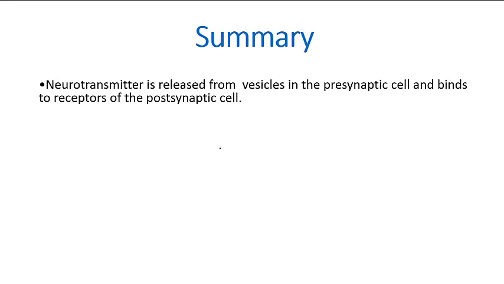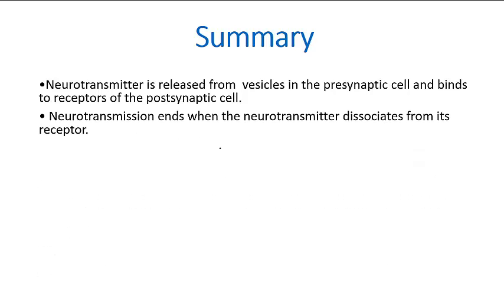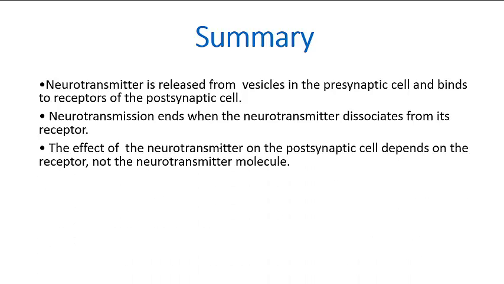So let's look at the summary of what we've learned. We've learned so far that the neurotransmitter is released from vesicles in the presynaptic cell and binds to the receptor of the postsynaptic cell. Neurotransmission ends when the neurotransmitter dissociates from its receptor. The effect of neurotransmitters on the postsynaptic cell depends on the receptor, not the neurotransmitter molecule. If we vary the receptor, the response will also vary. Sometimes the response is inhibitory, sometimes it is excitatory.